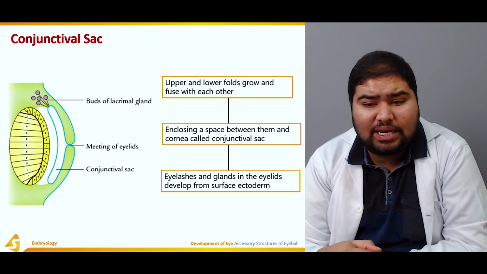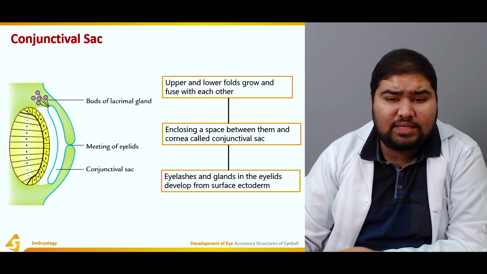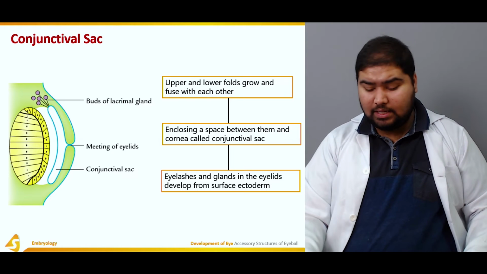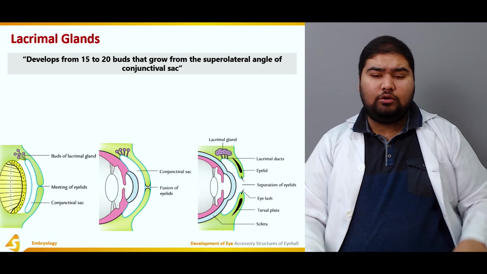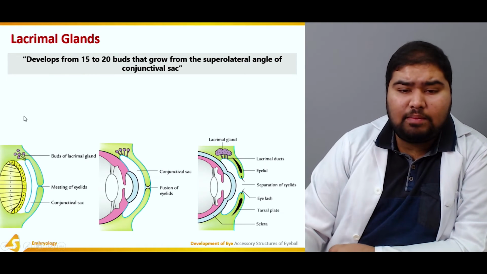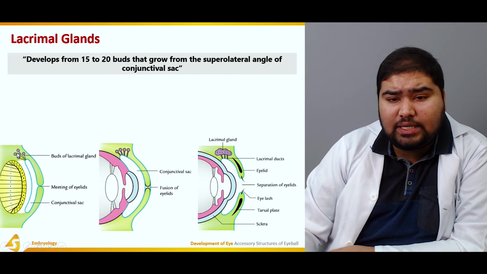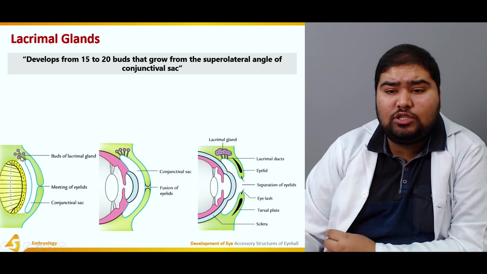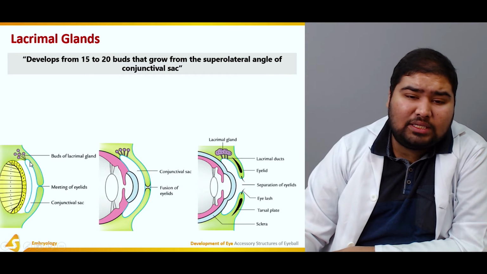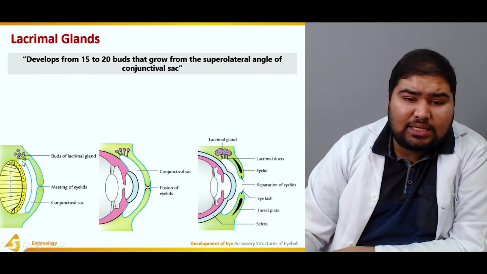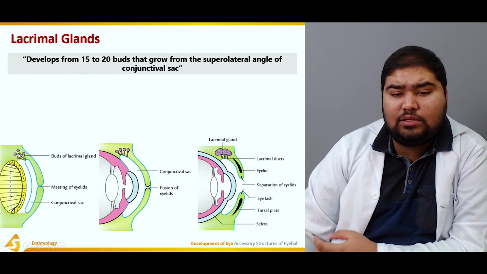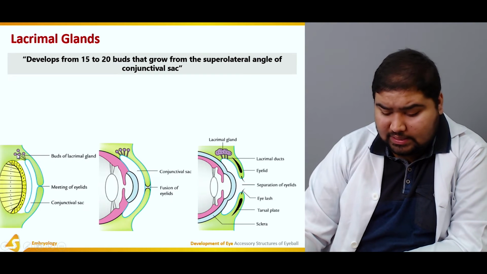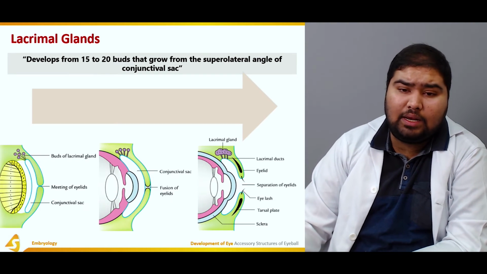Now eyelashes and glands in the eye develop from the surface ectoderm. So the surface ectoderm is responsible for the eyelashes and glands in the eye. Now talking about the lacrimal gland, it develops from 15 to 20 buds. Here you can see in the figure, they grow at the superior lateral angle of the conjunctival sac. So these are the 15 to 20 buds located at the superior lateral angle of the conjunctival sac. They give rise to the lacrimal gland.